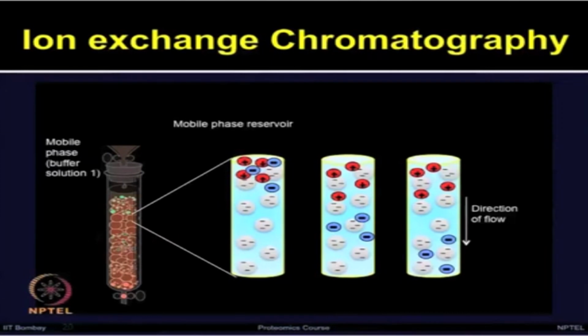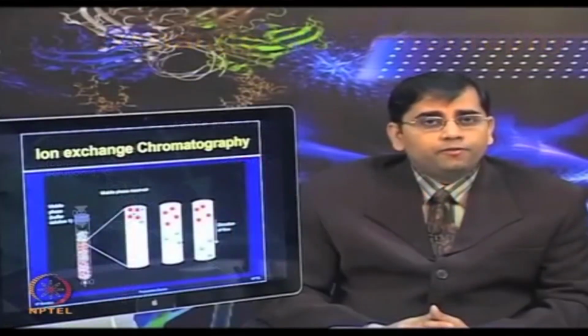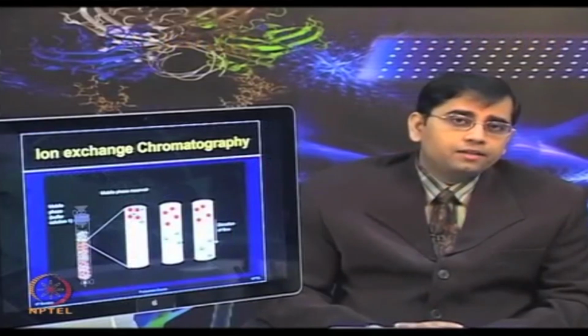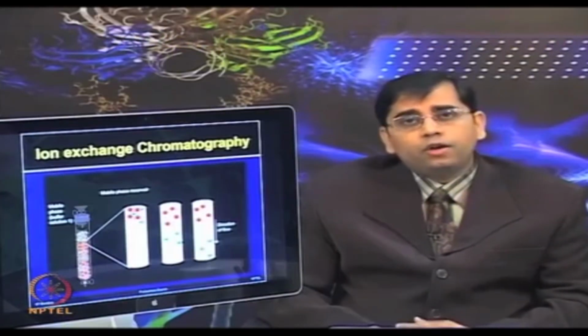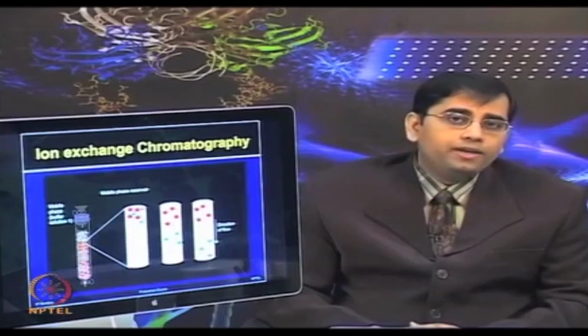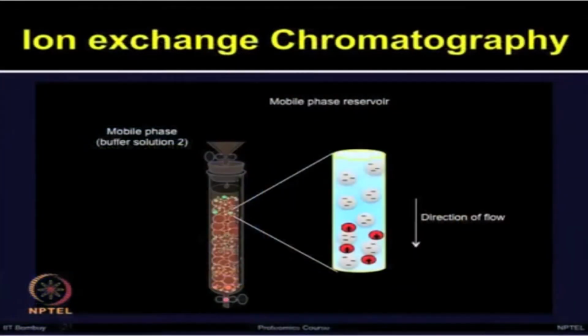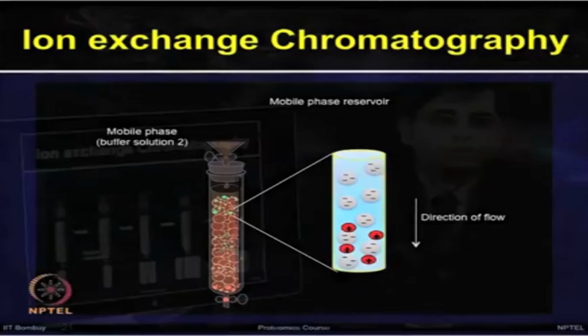Various anionic buffers such as acetate and phosphate are used for cation exchange, and cationic buffers such as tris chloride or ethanolamine are used for anion exchange. Now, the buffer solution is changed so that the net charge of the protein of interest is modified and it no longer binds to the ion exchange resin. Therefore, the bound protein can be eluted out as shown in this slide.